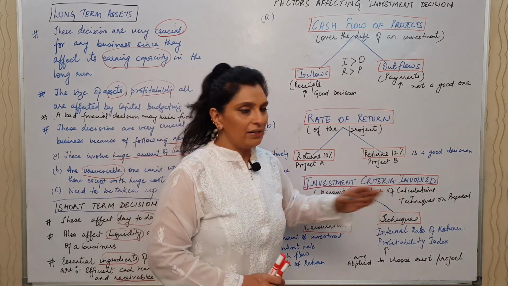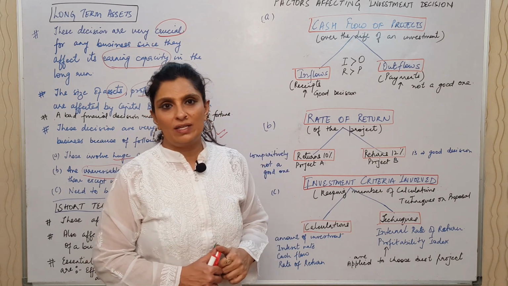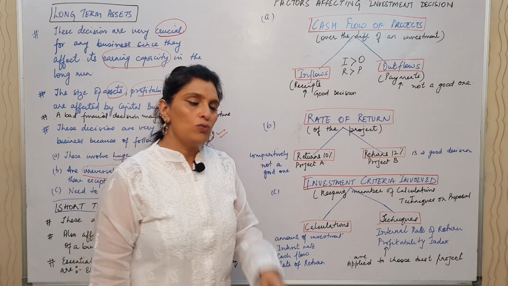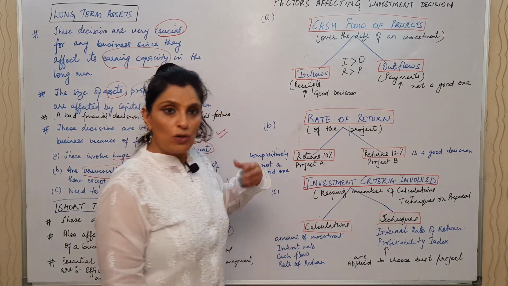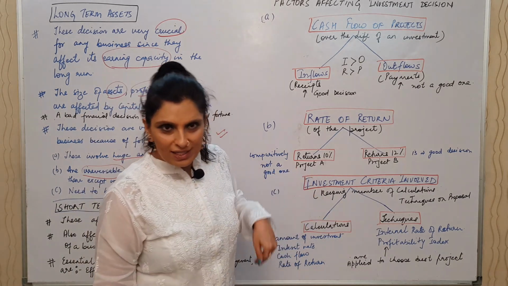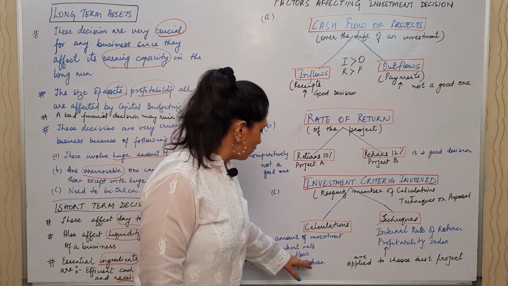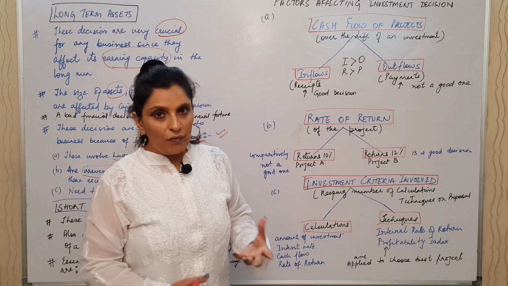Next, investment criteria involved. When do you invest? How do you invest? What do you keep in mind while investing? When you make the investment decision, you keep two things in mind. You make calculations about the amount of investment and the interest rate which you have to pay. Of course, you would not receive interest for investing into a project. Cash flows in terms of both inflow and outflow, and rate of return, that is, the profits which you are getting.